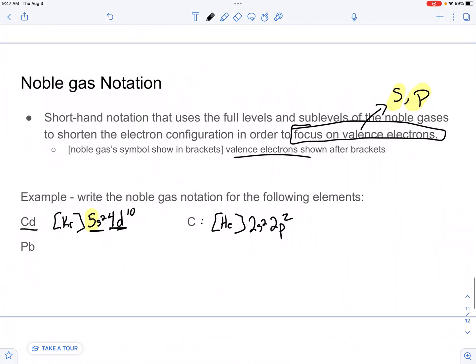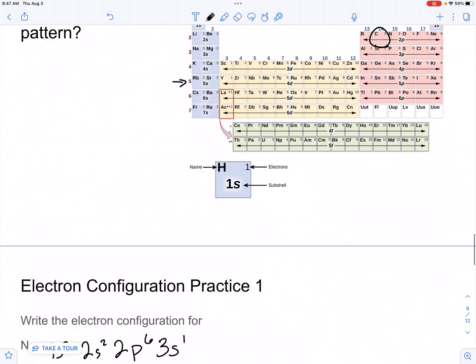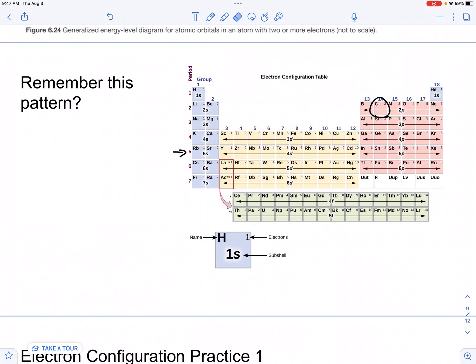All right, and then Pb, which is lead, is going to be here. Ooh, I did something fun here. I'm going to send us into the F block. So we're going to start with xenon. I'm just going to stay up here in the table to write this one for Pb. So I start with xenon. All right, and then I'm going to go through the 6s. So we have 6s2.